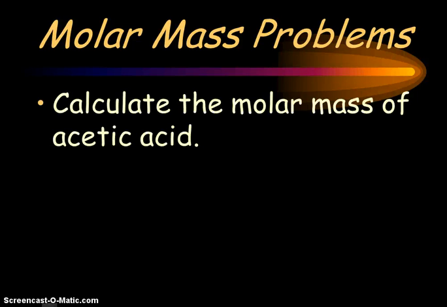So let's look at an example. Let's say we want to calculate the molar mass for acetic acid. Well, the first thing we have to know is the formula for acetic acid, so we can figure out what types of atoms are present and how many of each type there is. So think back to how we name compounds.